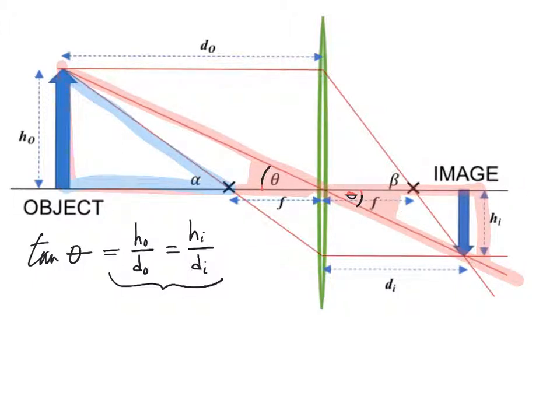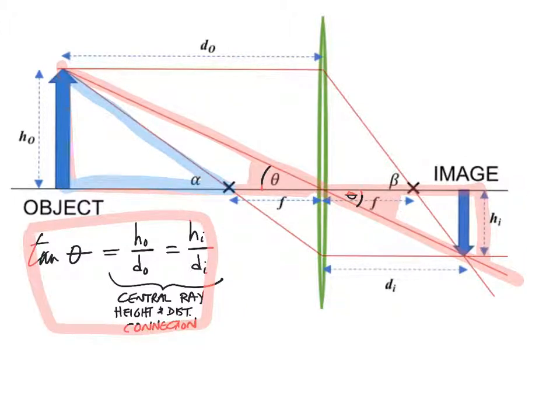Oh, well, let me write this one. So this is the central ray height and distance connection. All right, so this one here in red. Now let's get to this thing in blue.